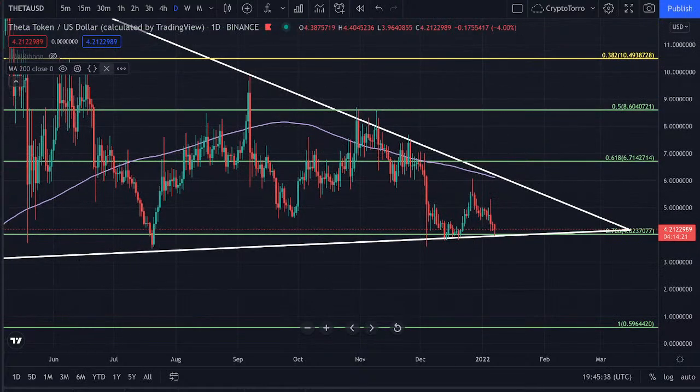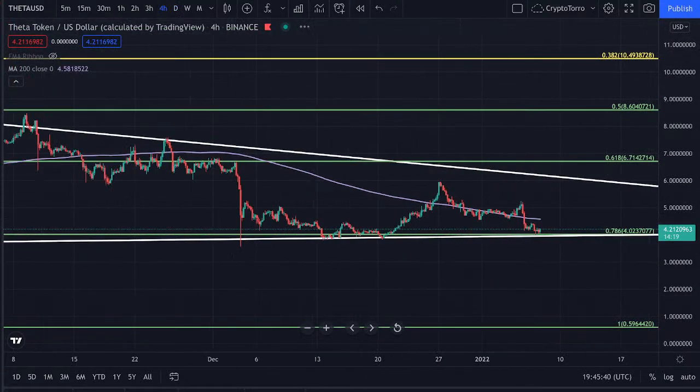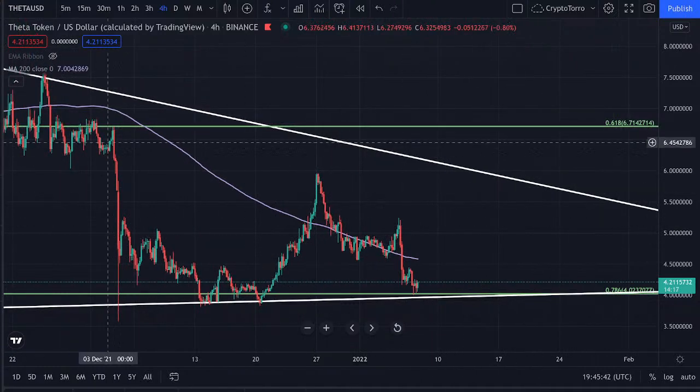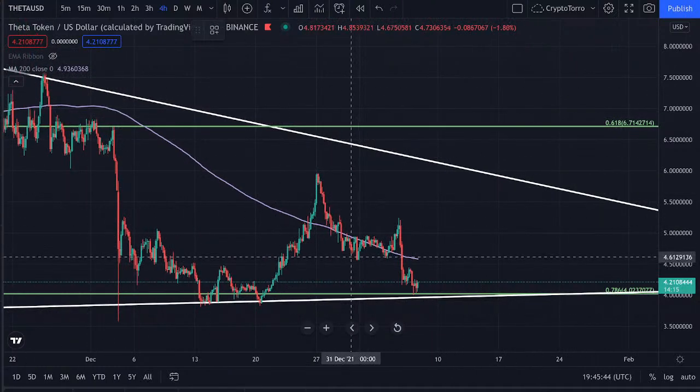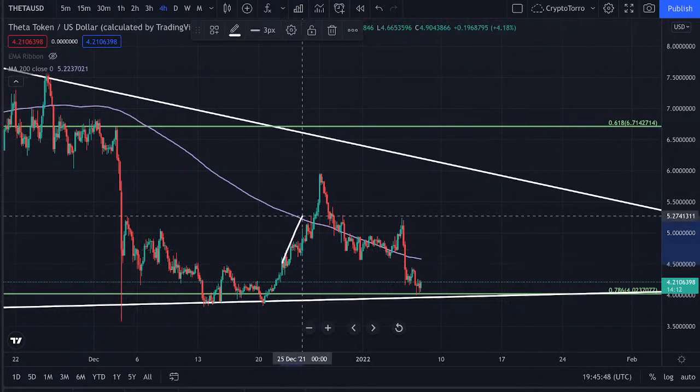As well, if we head towards the 4-hourly time frame, what you can see is that we retested already twice, or I must say we broke out above the 200-day moving average.